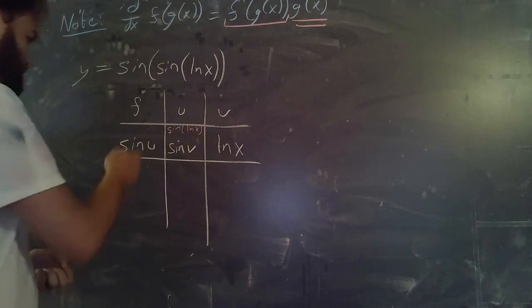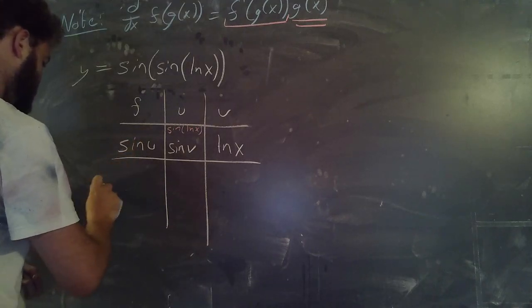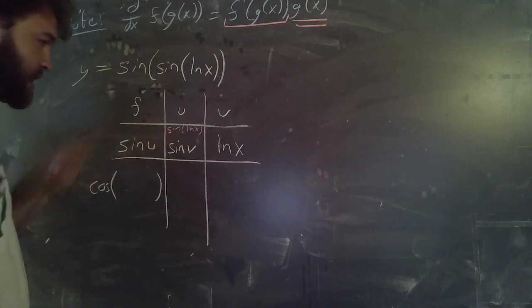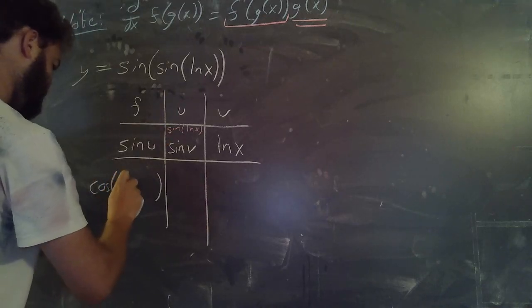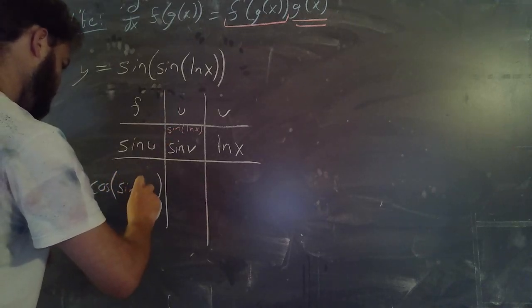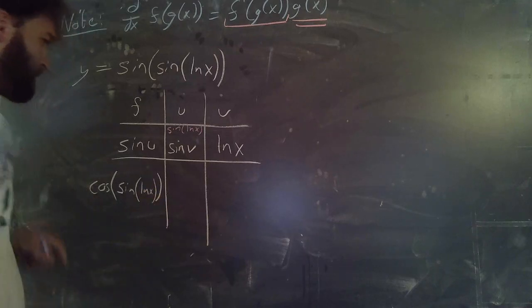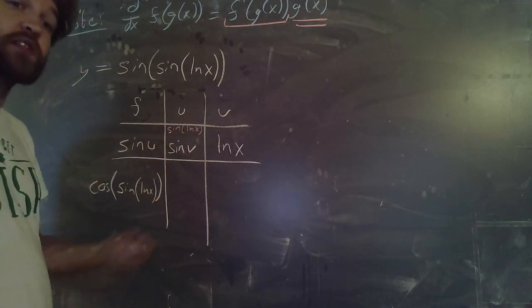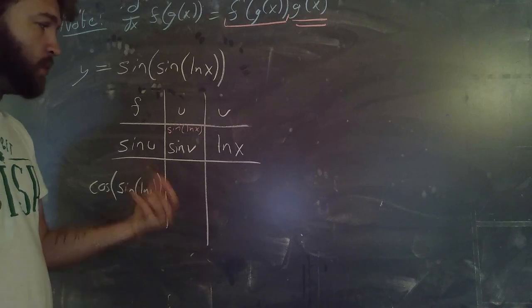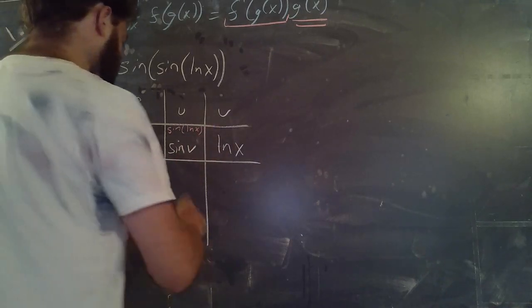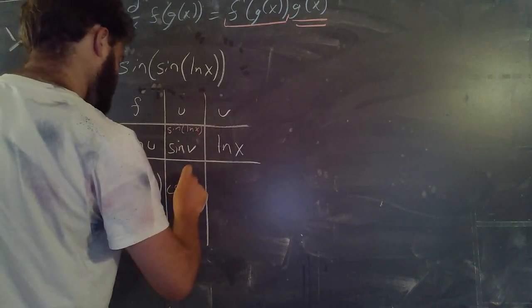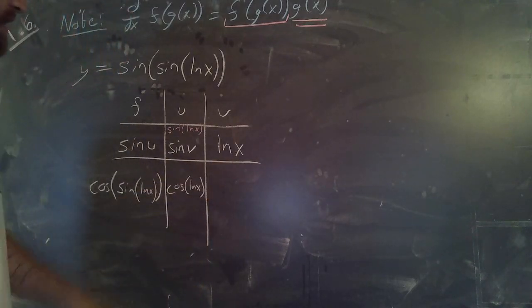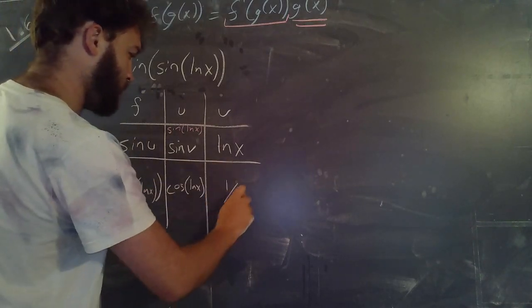Okay, so the derivative of sine is cosine. But what is u? u is the sine of ln of x. Okay, so that's sine of ln x. What is the derivative of sine of v? Well, it's cosine of v, but what is v? v is just the ln of x, so I'm going to write down cosine of the ln of x. And lastly, what is the derivative of ln of x? It's just 1 over x.